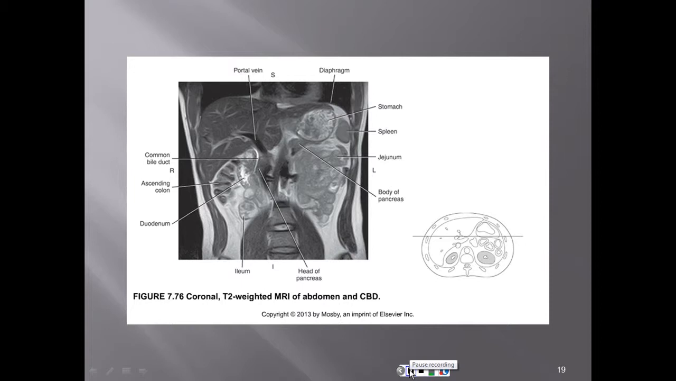Coronal T2 weighted MRI of the abdomen and common bile duct. This is important because the common bile duct will have to be located to image the MRCP. If you can't find the common bile duct, you will not be able to obtain a good MRCP examination. So it's important to identify the common bile duct in MRI. This is the common bile duct right there.